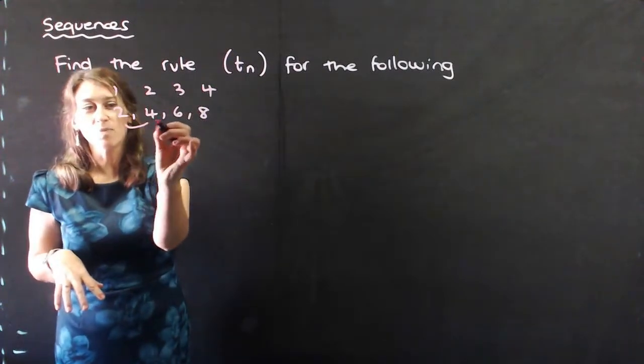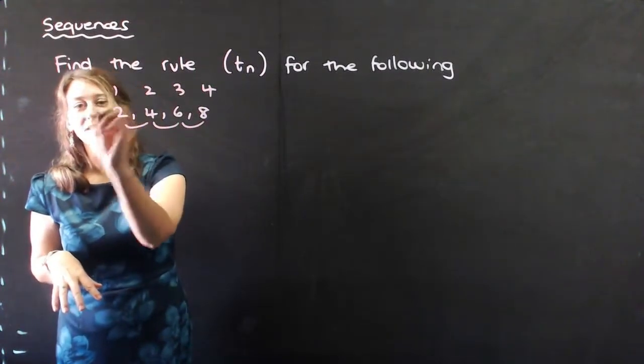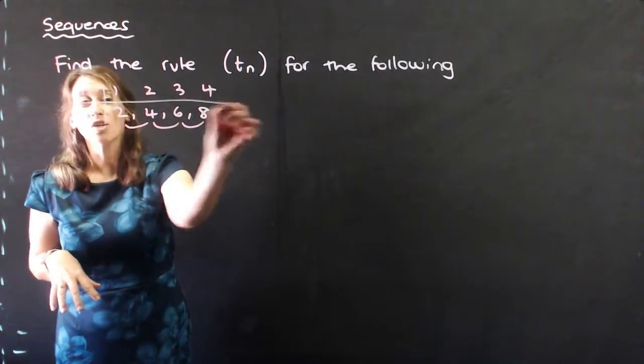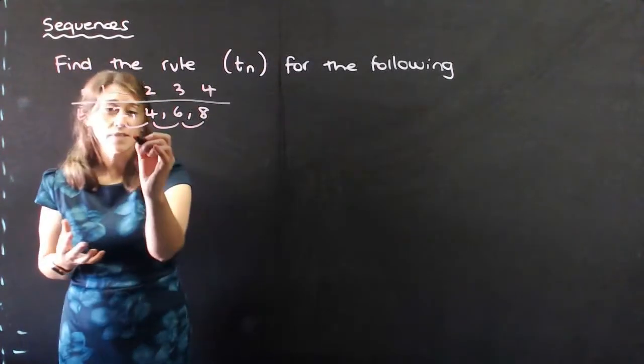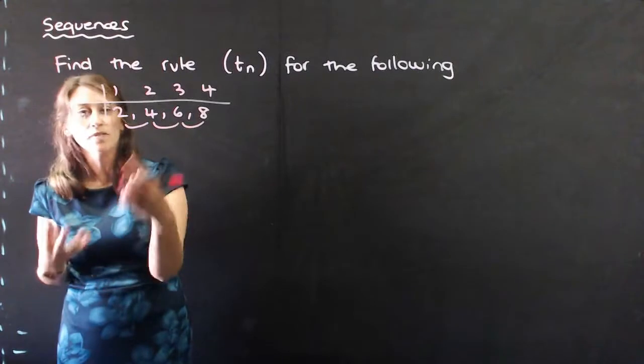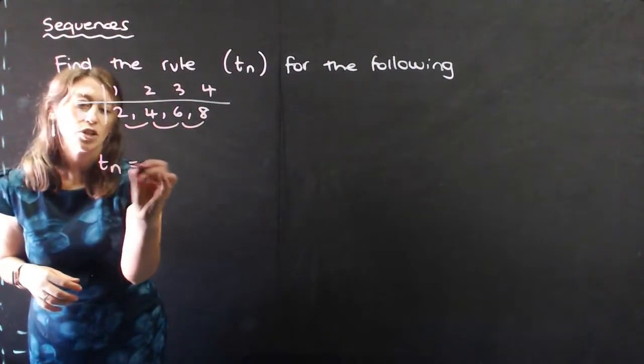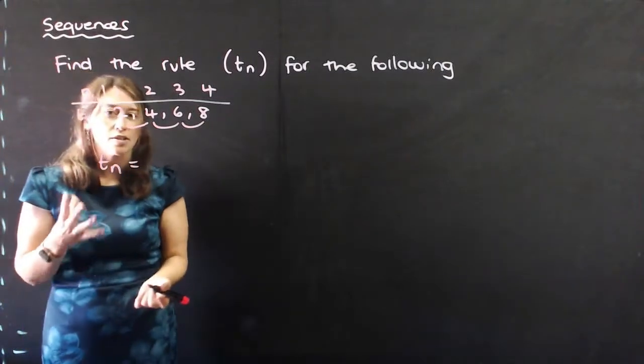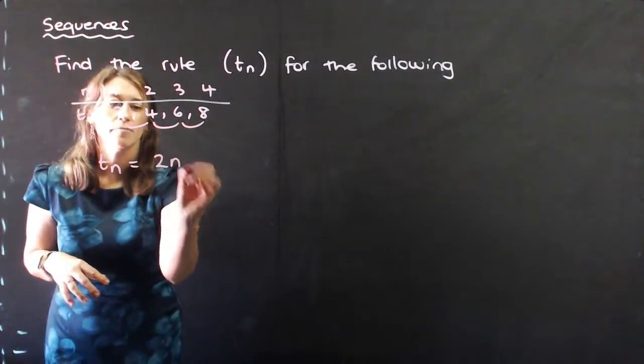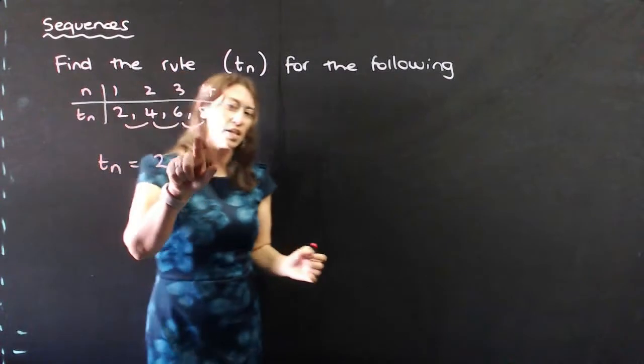So the difference between the numbers in the sequence tells us a lot about the rule. It tells us that if it's a common difference or a constant number, that helps us to identify the rule. So we can say that the general rule for this sequence is 2n. The common difference does help us.